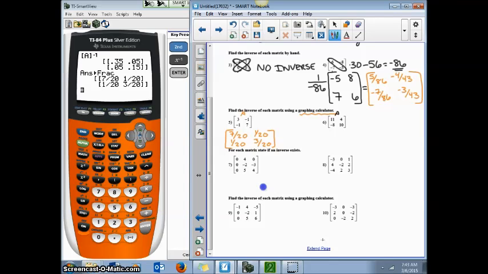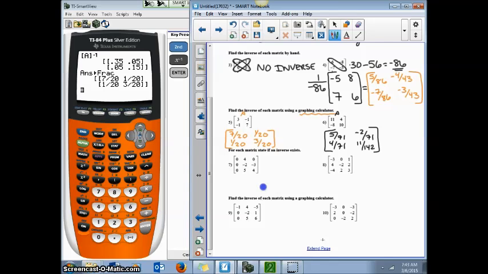So you probably put this in as matrix A in your calculator. And you got 5/71, 4/71, -2/71, and 11/142. Okay.